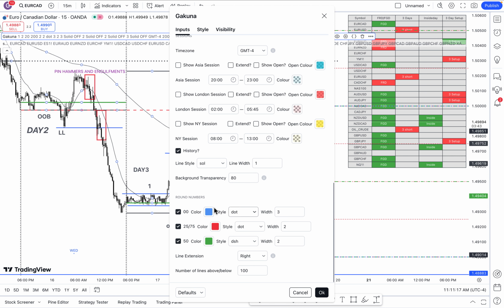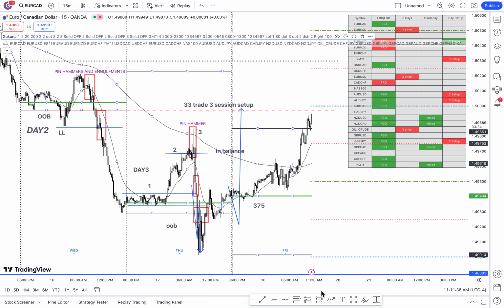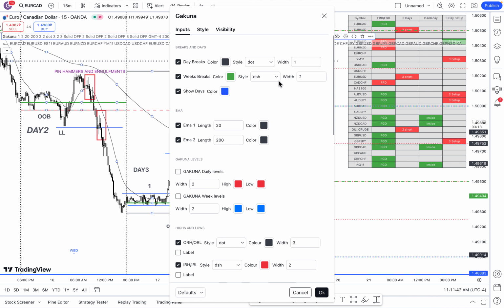The major round numbers are here: double zeros, 25s, and 50s. You can set it exactly as mine is for a clean display of the numbers. Set the background transparency to 80, and the numbers above and below should be 100. You can see the 200 EMA and the 20 EMA have appeared on the screen. This levels indicator makes it very easy for you.